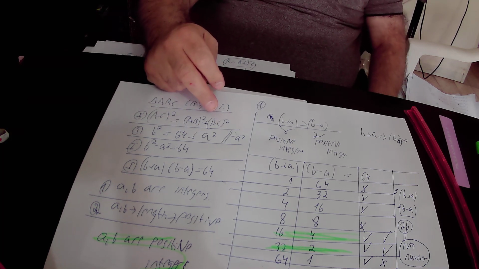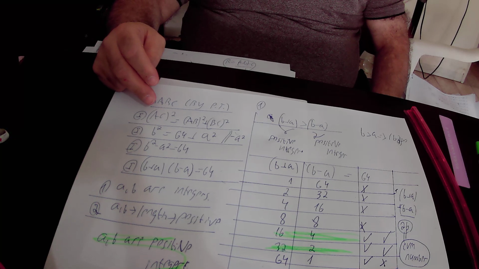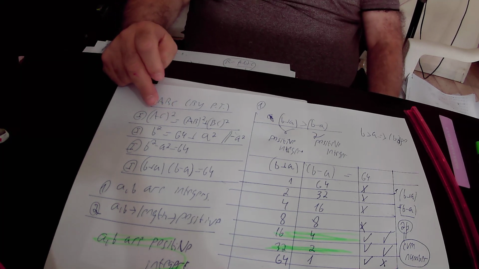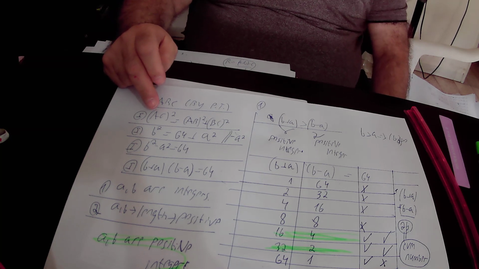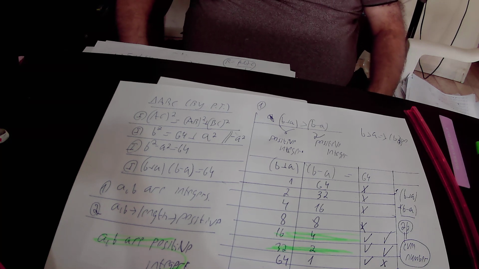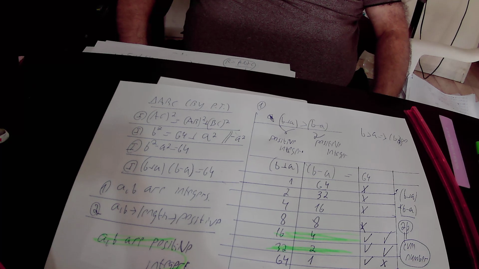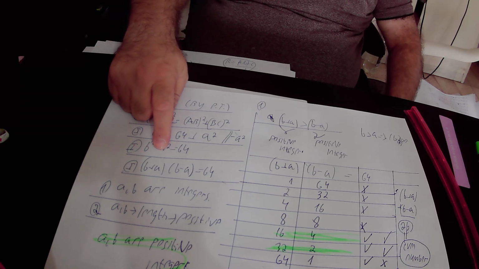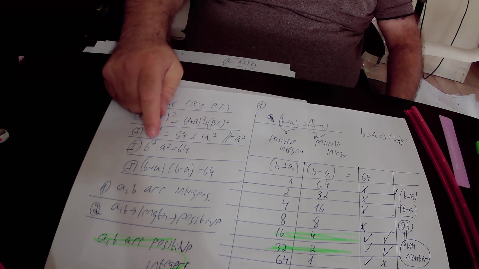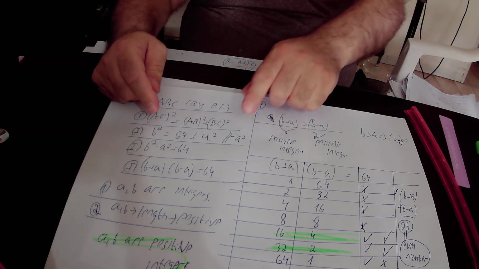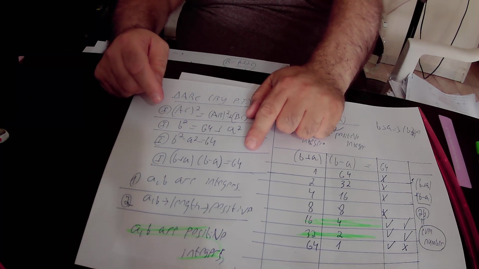BC equals a, so BC square is a square. So in conclusion, according to equation number 1, b square equals 64 plus a square. We subtracted a square and found that b square minus a square equals 64. According to the algebraic identity, b square minus a square equals b plus a times b minus a, so we can substitute, and according to equation number 1, it is equal to 64.